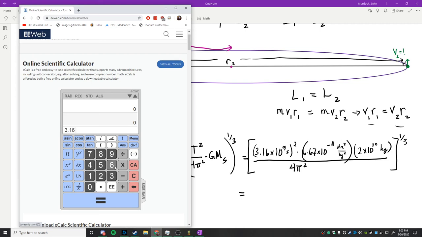Which button? What button are you talking about? Okay. 3.16 times 10 to the 7. No, 10 to the 9. We have to square that. And then times 6.67 times 10 to the negative 11, times 2e30. Divide by 4, divide by pi, and then we take that 3.4 times 10 to the 37, and we raise that to the 1 divided by 3.